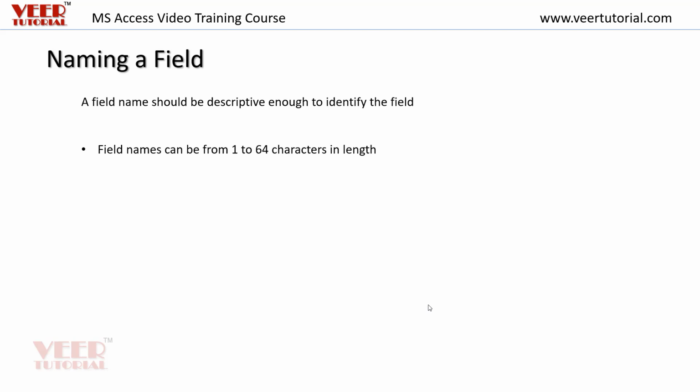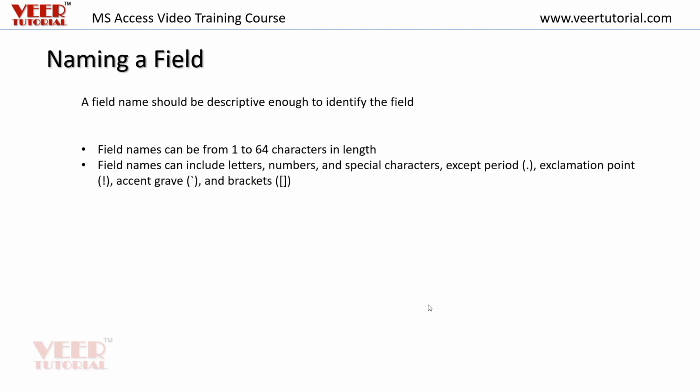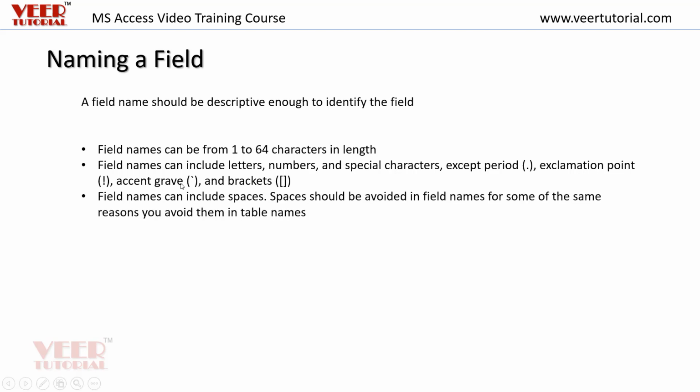A field name can be from 1 to 64 characters in length. A field name can include letters, numbers, and special characters, except periods, exclamation points, accent grave, or brackets. A field name can include spaces, but I suggest you avoid using spaces in the field name, for the same reasons you avoid them in table names.